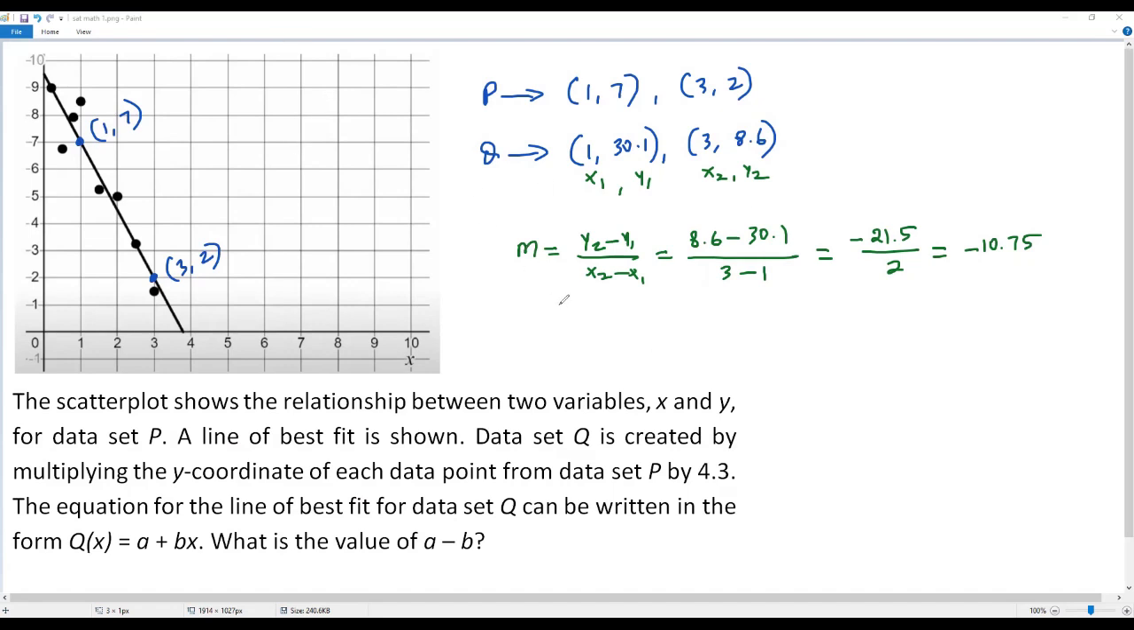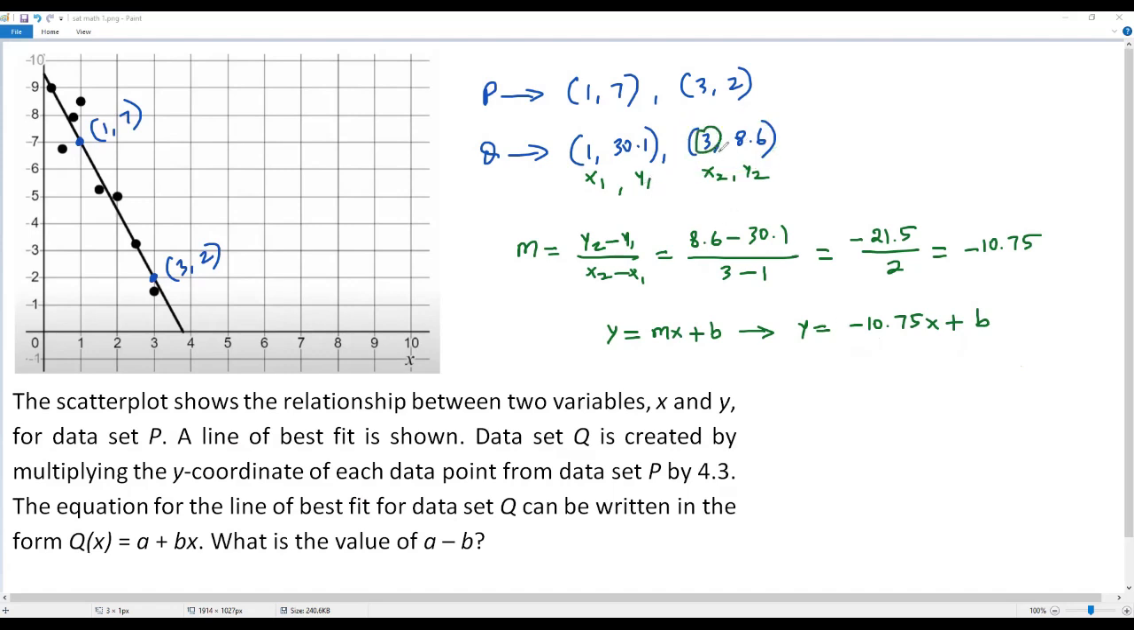Now let me write the equation of the line of best fit for data set Q in slope-intercept form. That is y equals mx plus b. Here m represents the slope. Already we got the value of m, that is negative 10.75. Let me plug in this value for m over here. Then I'm getting y equals negative 10.75x plus b. Here we have to find the value of b, which represents the y coordinate at the y-intercept. For that we have to plug one of these 2 points into this equation to get the value of b. Now let me use the second point.